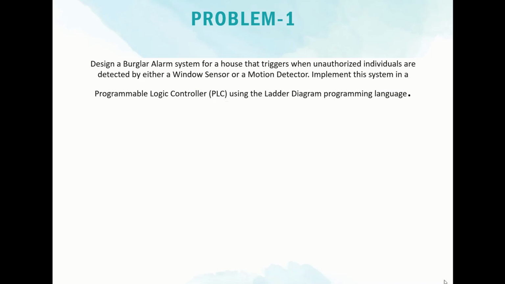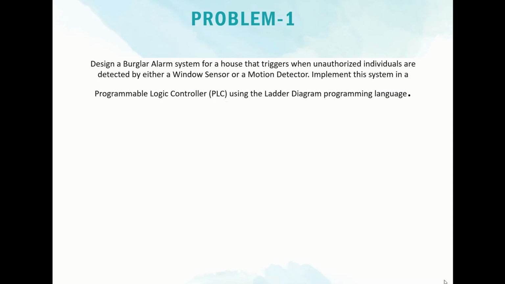Okay, so understand what we have to make. We have to make a program for a burglar alarm where the alarm will ring when unauthorized persons are detected by either a window sensor or a motion detector. Basically there are two kinds of sensors: one is the motion detector and the other is the window sensor. A window sensor is nothing but a loop of wire, a piece of thin metal foil which encircles the window. It will always be a closed circuit, and when there is a breakage in the window it will become open. So remember, when we use it in the program we will use it as an NC.